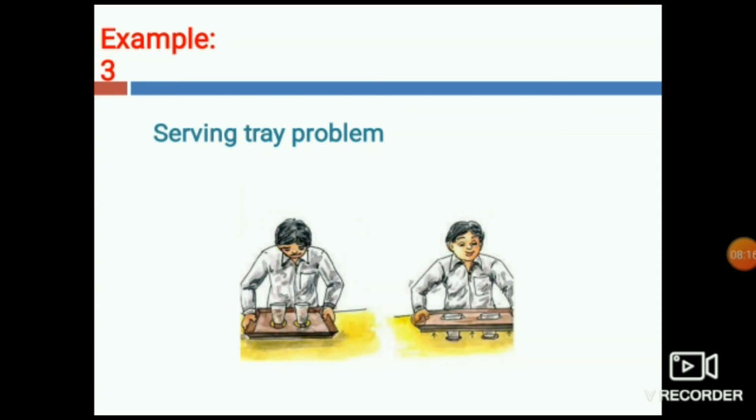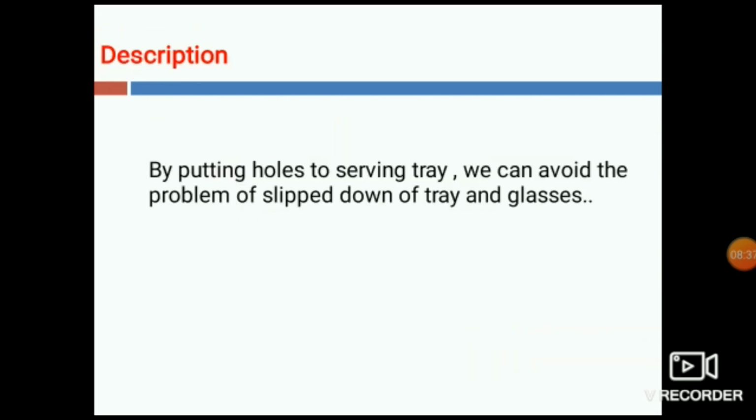So if you observe the right side picture, it is also an innovative way. In this picture, see this type of tray we use there, no chance to slip it down. This is also a creative way and creative innovation also. We should think creatively to make our life easy and soft. And finally, this is the description.